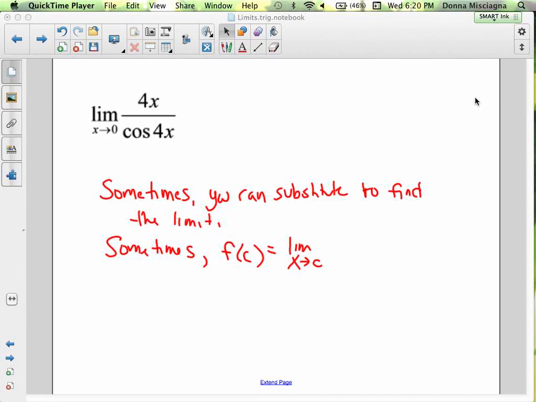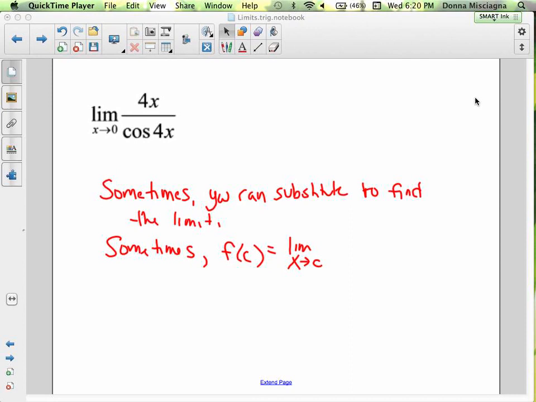We're going to be solving a whole bunch of different types of trig limits in this particular podcast. And we're going to start off with a nice easy one. Sometimes you can substitute to find the limit. So don't make something more complicated than it needs to be.